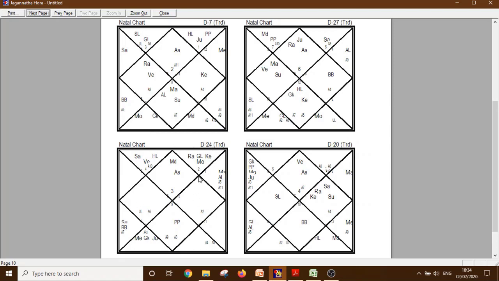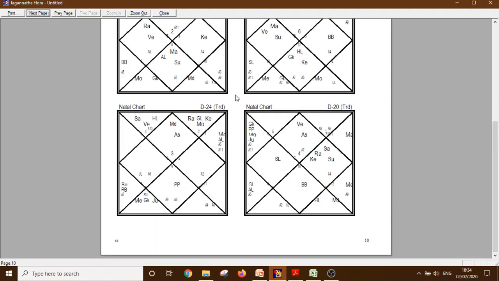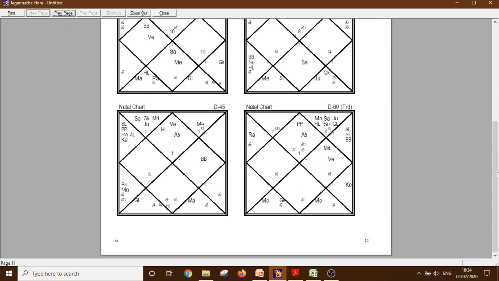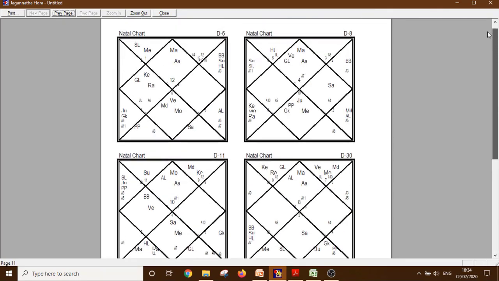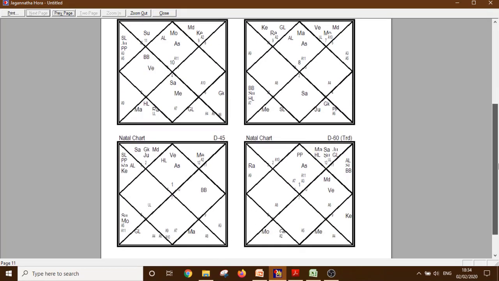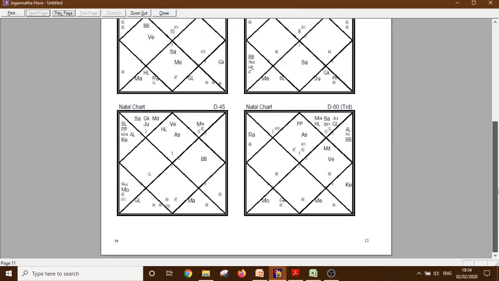Then you have D20. This is used to look at your spiritual progress, how spiritually you will progress in this life. You have other divisions as well. D6 for disease and illness. You have D11, D8, D30, D45, D60. D60 is quite important actually.